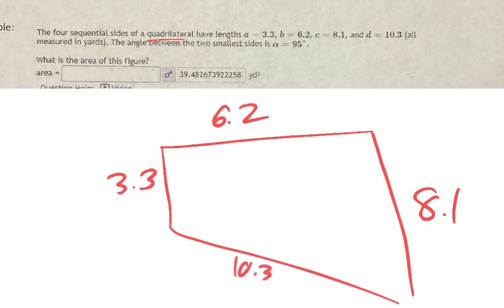The other thing that matters here, because it says they are sequential sides, is that they must be in this order. It doesn't matter where you start, but I can't put 3.3 here and then 6.2 here. It has to go in order because of the word sequential. All in yards. The angle between the two smallest sides is 95 degrees. So my two smallest sides are here, which means the angle between those has to be 95 degrees.